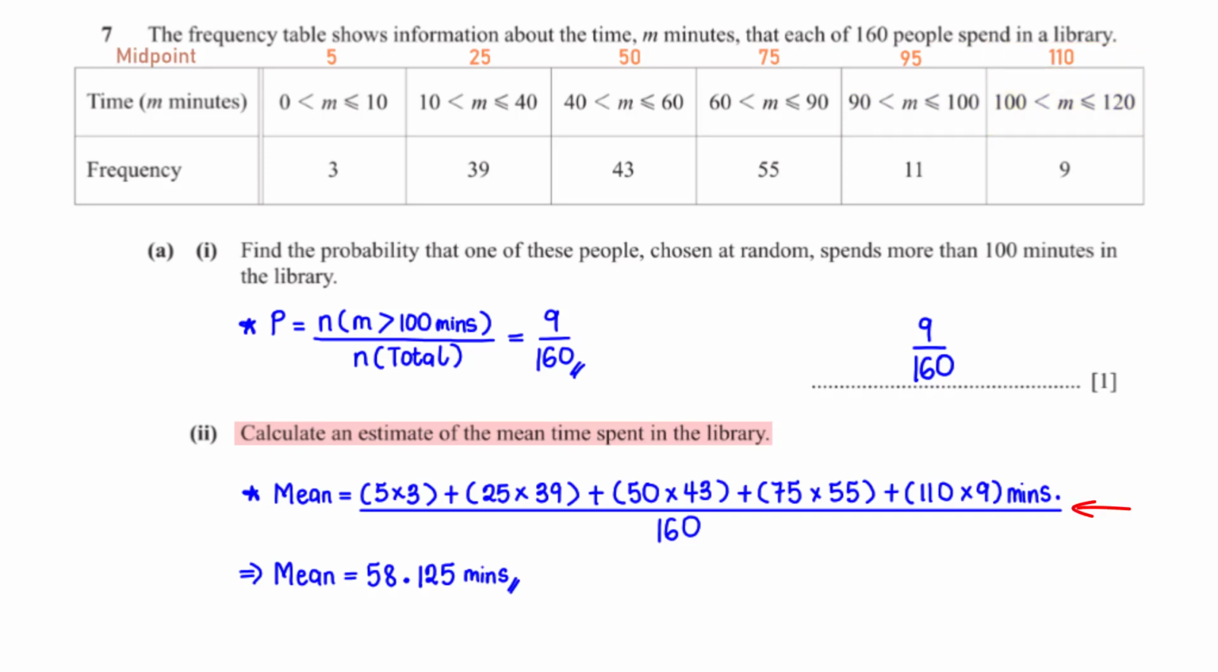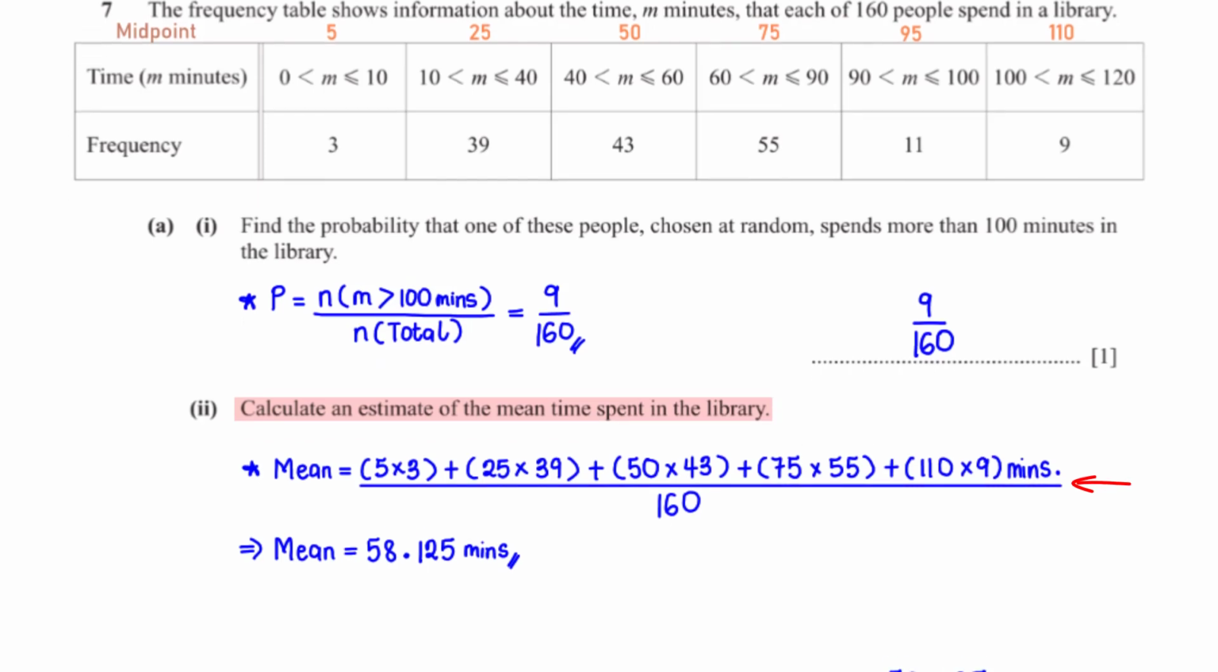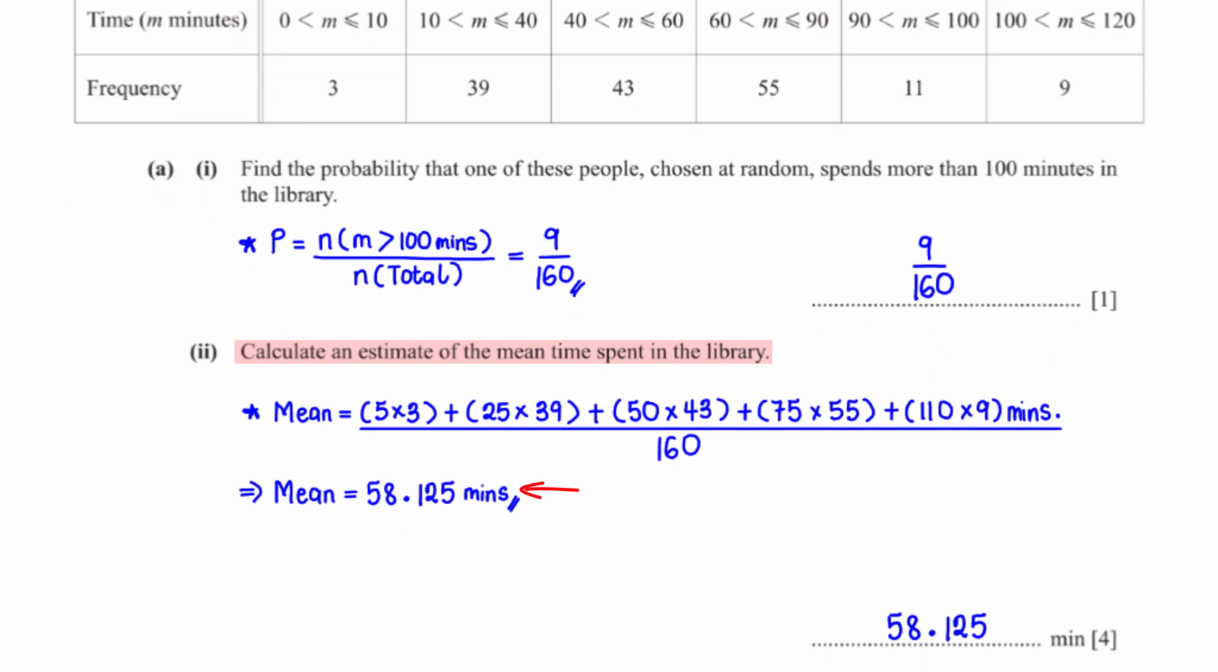So we have 5 times 3 plus 25 times 39 plus 50 times 43 plus 75 times 55 plus 95 times 11 plus 110 times 9, divided by the number of people, which is 160. When we type this into the calculator, we get 58.125 minutes.